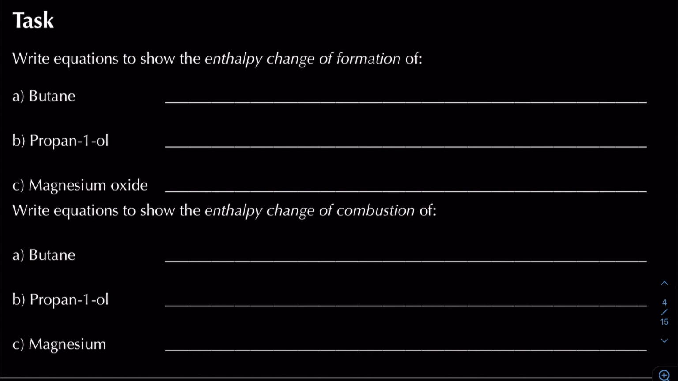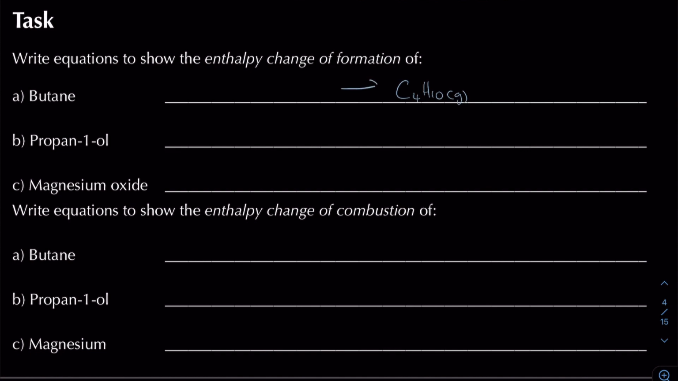This time I want you to write the equations for the formation equations and the combustion equations as well. So looking at the first one, we're going to be forming 1 mole of butane from its elements in their standard states. So in this case, we're going to have the following formula of C4H10. And remember, that's going to be a gas.